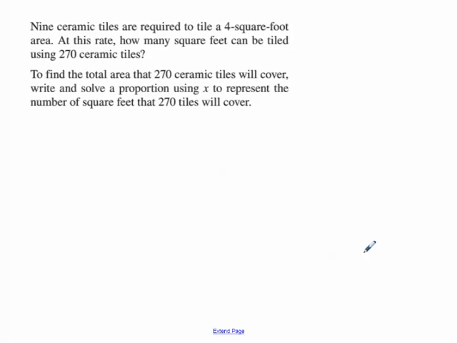Now, what I'd like to do is get to something like this, a word problem right here, where we talk about ceramic tiles and square feet. So here's our situation. 9 ceramic tiles are required to tile a 4 square foot area. At this rate, how many square feet can be tiled using 270 ceramic tiles? Okay, so here's our suggested solution path. To find the total area that 270 ceramic tiles will cover, write and solve a proportion. Make a proportion, a rate equal to a rate, using x to represent the number of square feet that 270 tiles will cover.